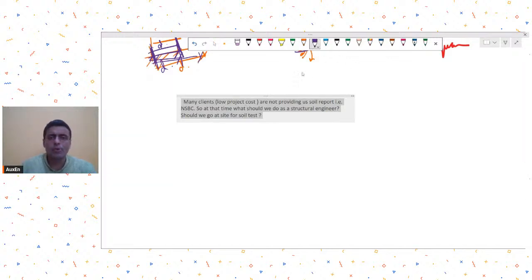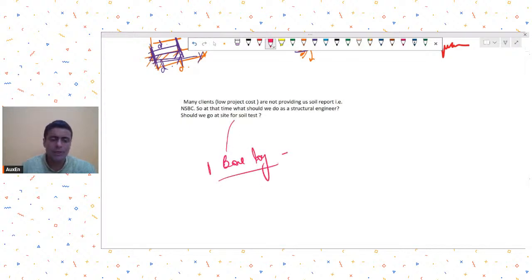Because these days, even if you go for a single bore log, how much does it cost? Does anyone have any idea? Suppose I want to go for a single bore log, and let's say it is 6 to 8 meters deep, and I'm using this bore log data for ascertaining the SBC values, let's say. So how much does it cost? Anyone has any idea? Minimum, I would say, even in smaller cities, it may cost slightly more because the bore rig has to be transported. But I will still say it will cost you around 25 to 30,000 per bore log.